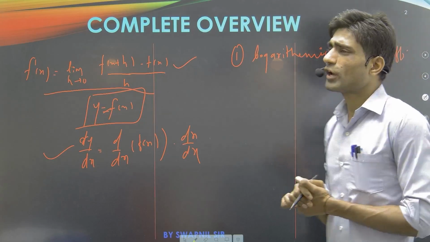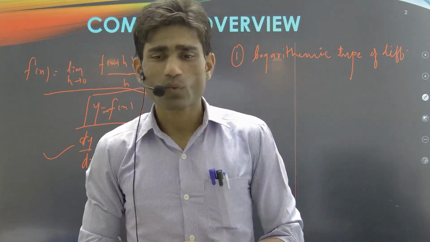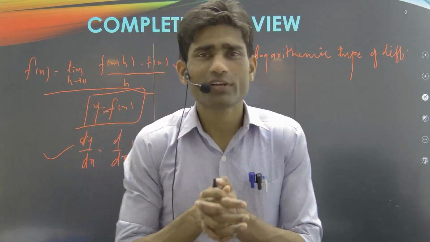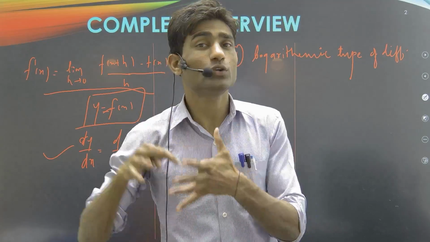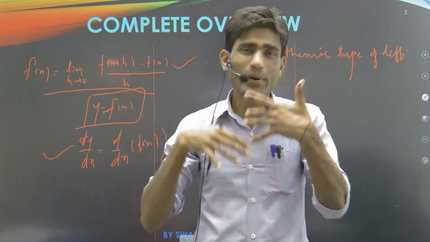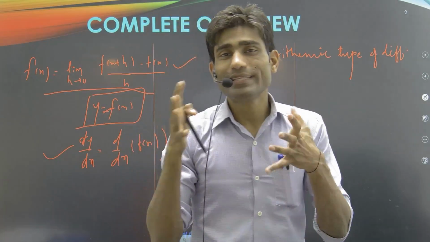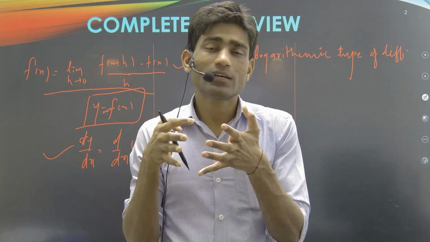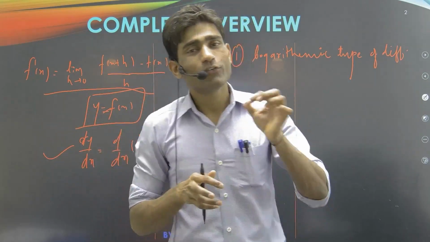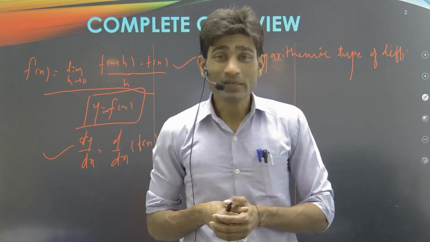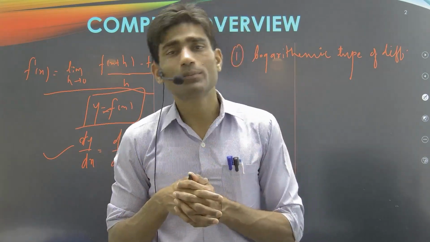So what is basically the meaning of logarithmic type of differentiation? When we are going to find the differentiation, we come across some difficult types of examples, like a function to the power of a function, function divided by function, function multiplied by function. These types of examples are quite difficult for finding their differentiation. So in such a case, we apply some of the rules from the logarithm chapter.